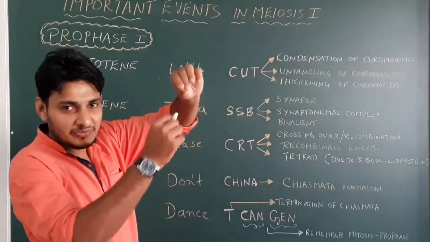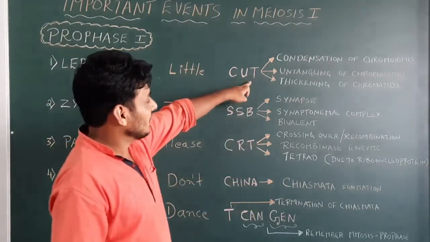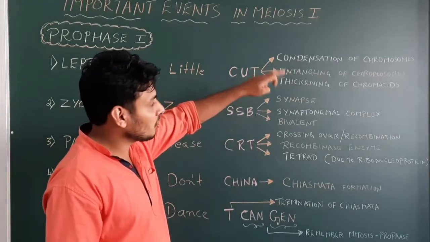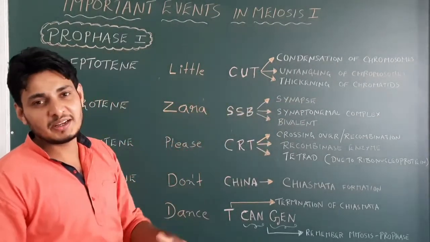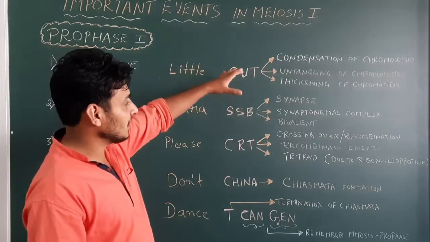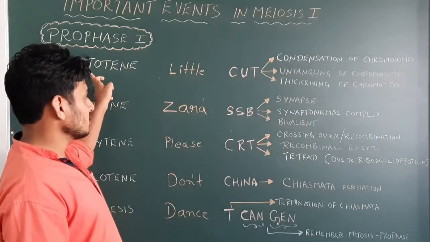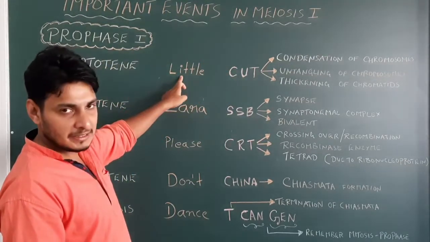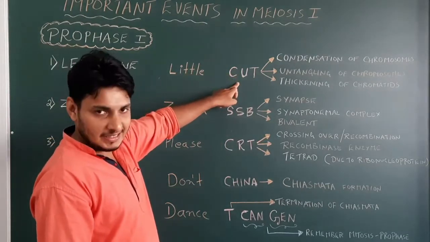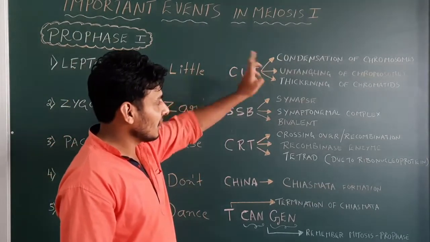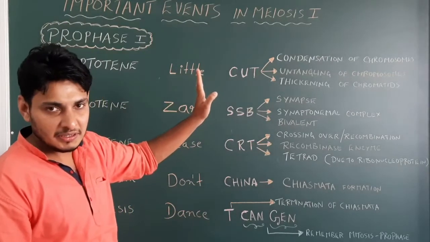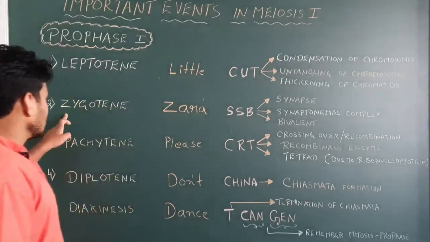Untangling is done. T, thickening of the chromatids, chromosome or chromatin, whatever. Okay, so all these 3 events take place in leptotene. So very simple: leptotene, little, then CUT: condensation, untangling, thickening. Easy, done. Okay, so we go to the next one.